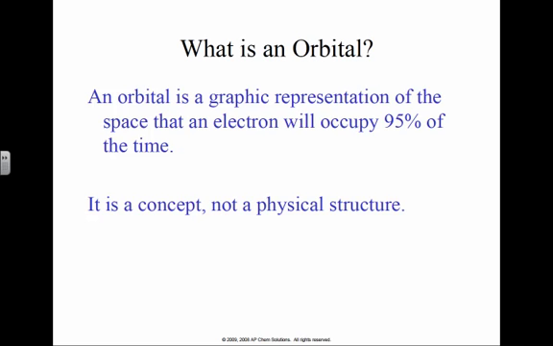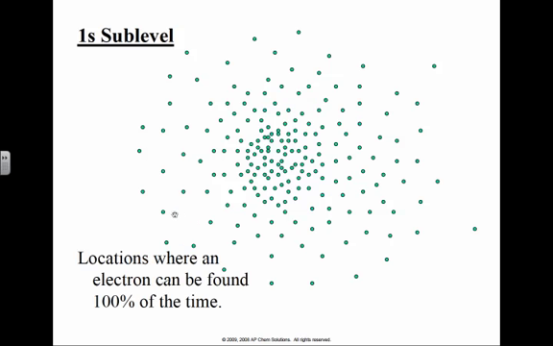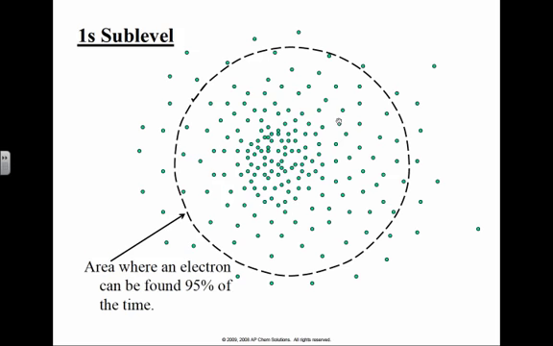What is an orbital? We've been talking about orbitals, and we've also mentioned Heisenberg's uncertainty principle, which says that there's no way to exactly say where an electron is located. It's more of a probability. An orbital is a graphic representation of the space that an electron will occupy 95% of the time. It's a concept, not a physical structure. So this area right here is where the first two electrons will be 100% of the time. 95% of the time, they'll be in this area.